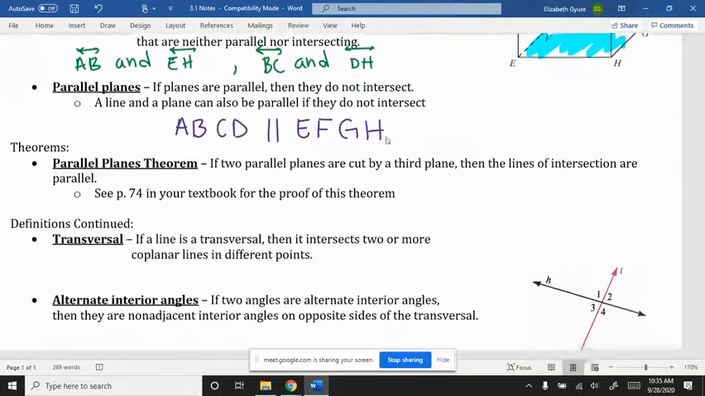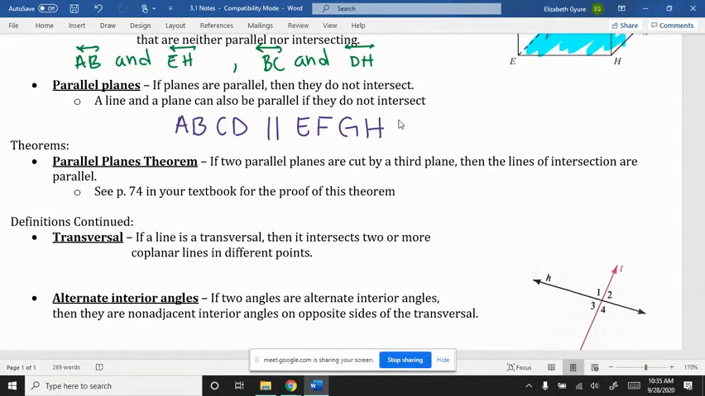All right, theorems. We just have one theorem. The theorem is the parallel planes theorem, which you can see on page 74 in your textbook if you'd like. There's a proof for it and everything. But I didn't worry about the proof for this one just because class was so short and there are no proofs in your homework tonight.